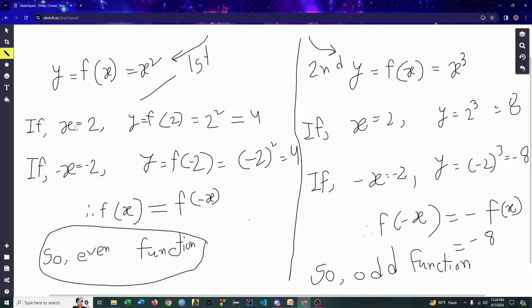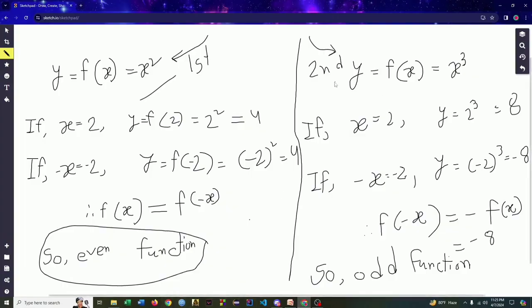Suppose x is equal to 2. Then the output of this function is 2 square, which is equal to 4. And if the input is minus 2, then if we place this minus 2 in that function, the result is also 4. Minus 2 square is equal to 4. So f(x) equals f(minus x) satisfies this property. So we can say that y equals f(x) equals x square is an even function.